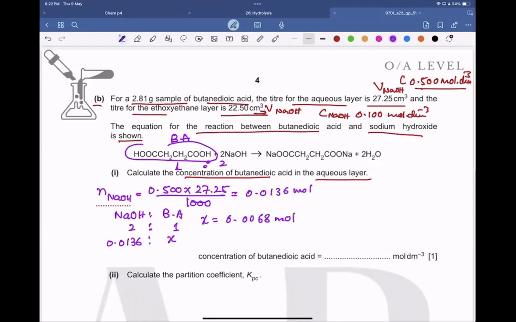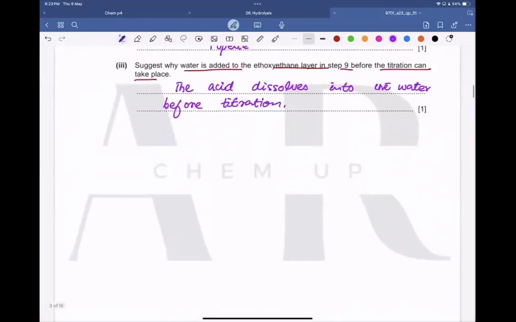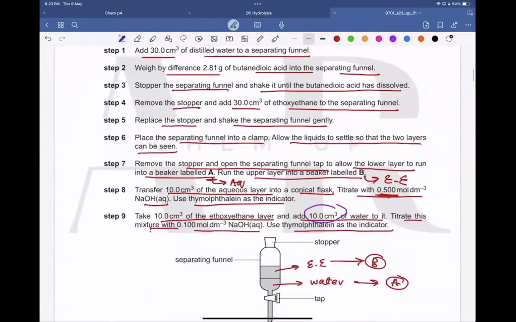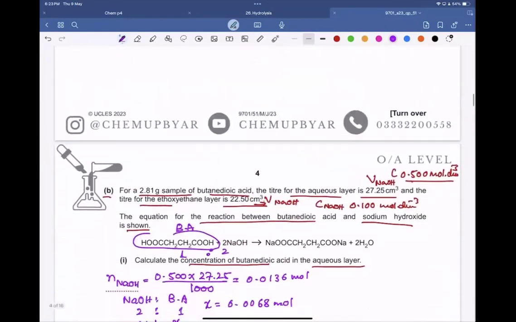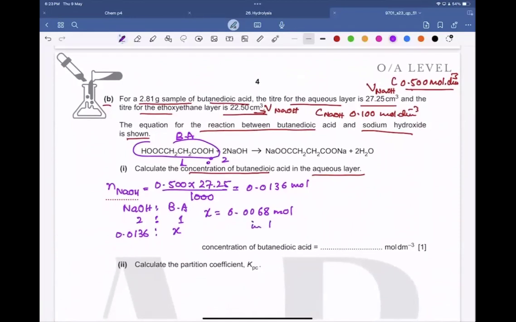Okay. So how much volume of aqueous layer has been used, if you recall? For the aqueous layer, we have used 10 centimeter cube of volume. So these moles are in 10 centimeter cube of aqueous layer. So we know the volume and the moles. For concentration, number of moles divided by volume. This volume is in centimeter cube, so divide by 1000 to convert it into dm cube. Can anyone calculate the answer, please?